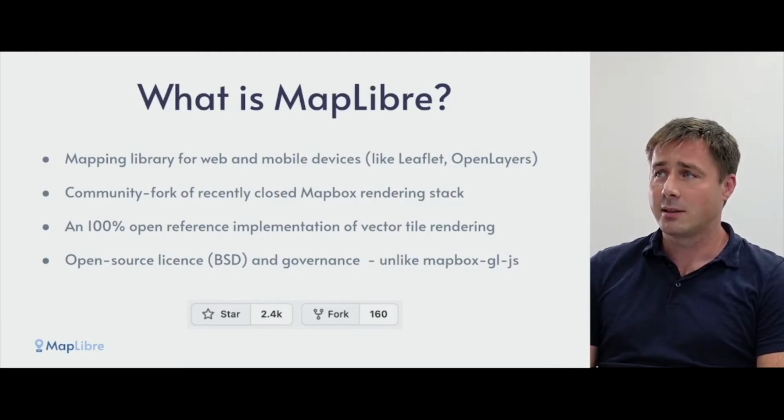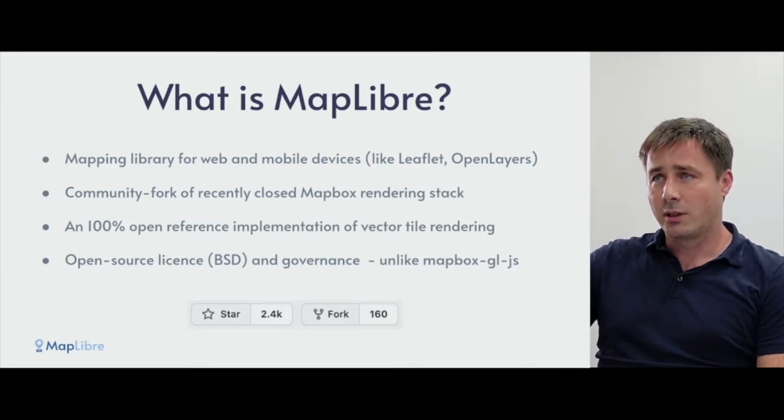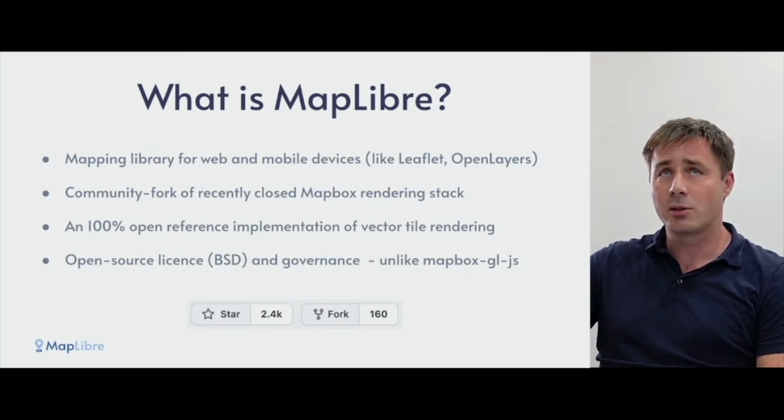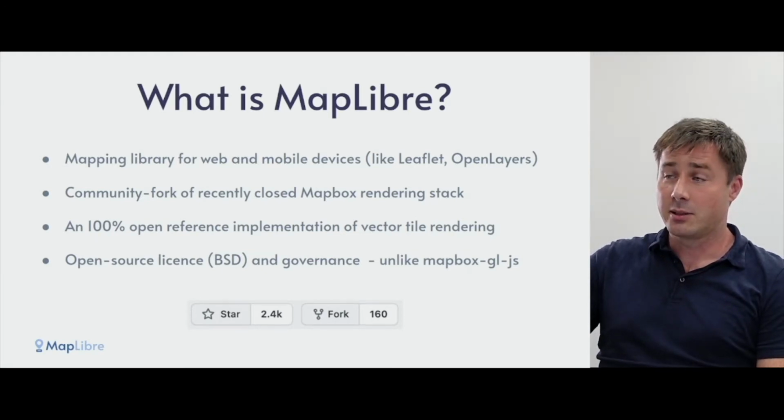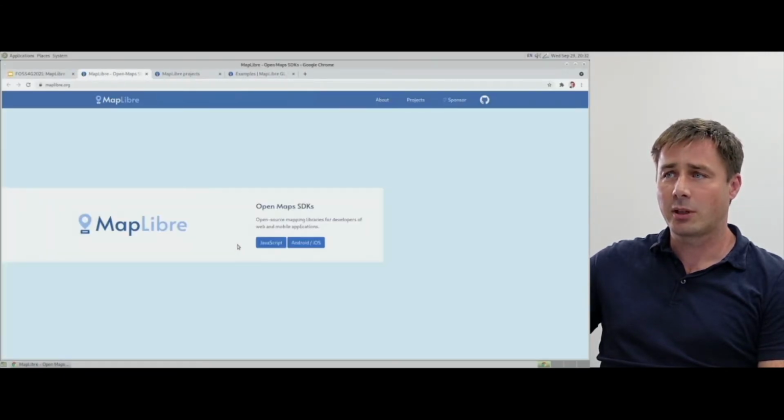Workshops and other materials for people to learn. It's a community fork of the recently closed source Mapbox rendering stack with a 100% open source implementation of vector tile rendering, and it remains open source with open source governance. It's quite a popular project despite being alive only since December. And if you want to know more, the easiest is to go to the project website at maplibre.org.